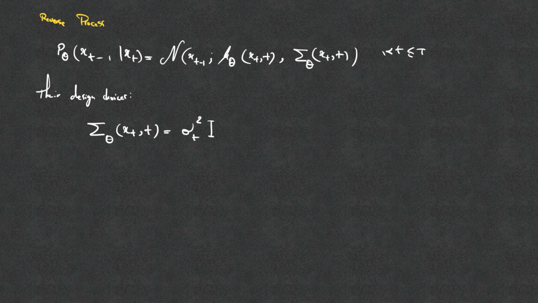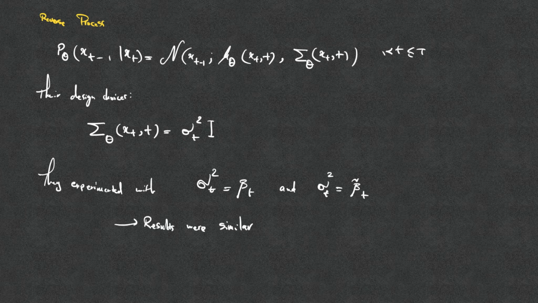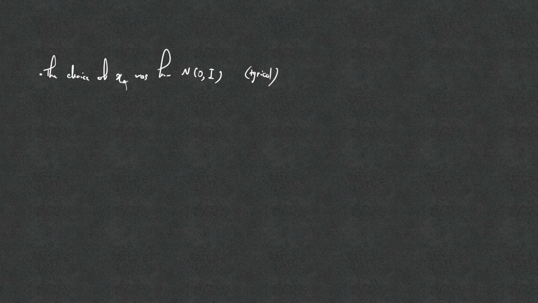For the sigma of xt, t, they chose to have a scale times the covariance matrix identity. They experimented with sigma t squared being beta t and another option being beta tilde of t, and the results they showed were similar. The choices for the seed were being sampled from the Gaussian distribution of 0 and I, and they also tried the fixed point. They were kind of playing with the lower and upper bounds of the reverse process entropy.